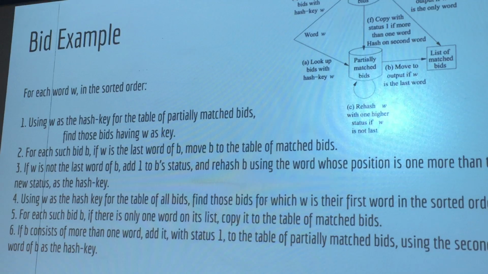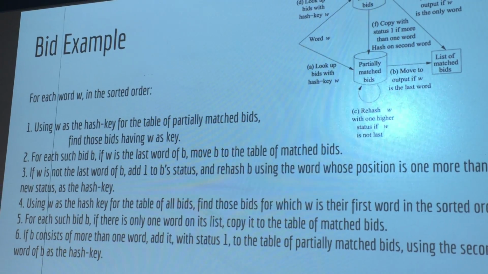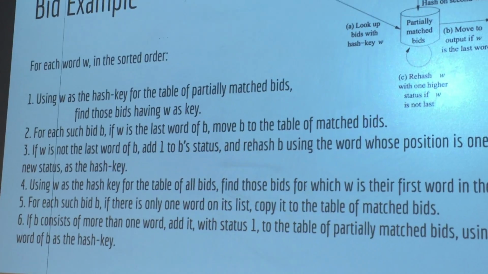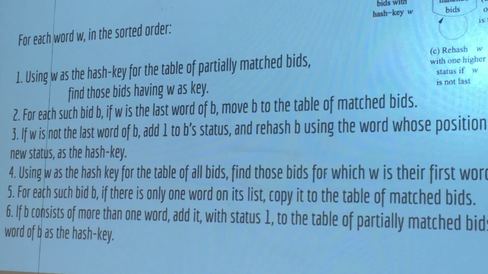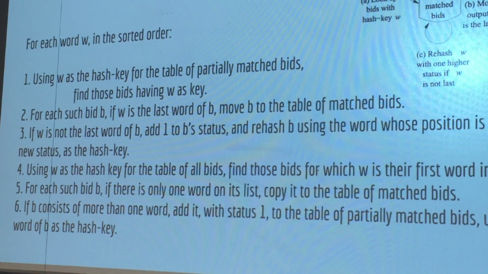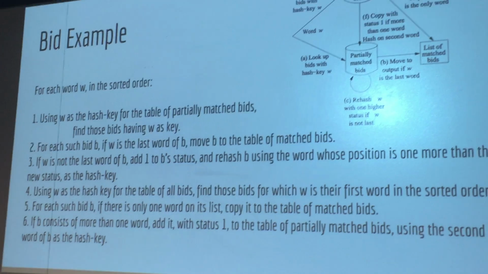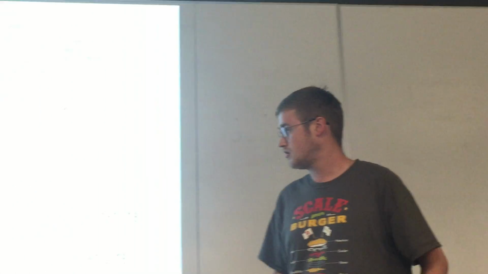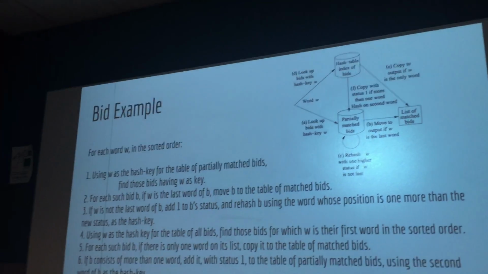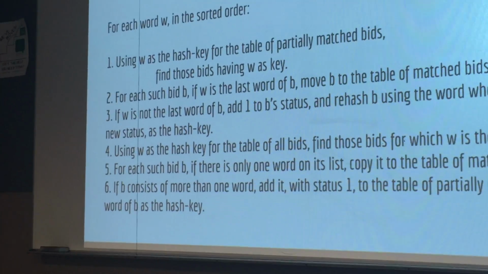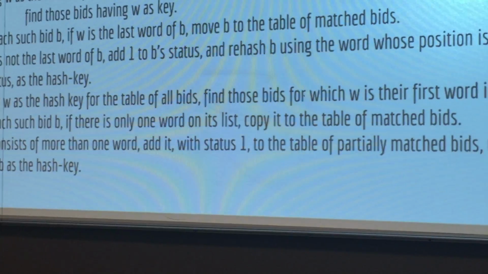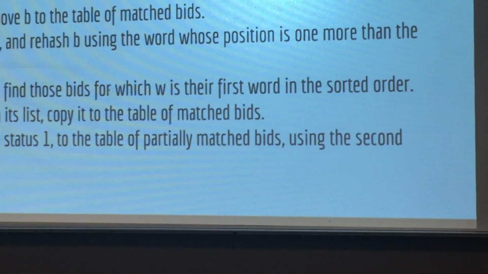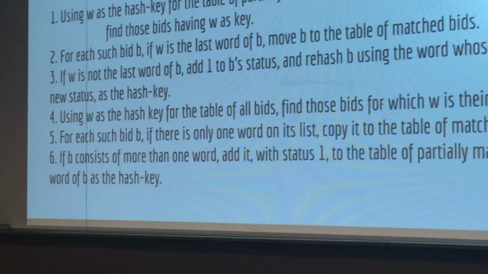Using W as the hash key for the table of all bids, find those bids for which W is their first word in the sorted order. Then for each such bid B, if there is only one word on the list, copy it to the table of matched bids. If B consists of more than one word, add it with status 1 to the table of partially matched bids, using the second word of B as the hash key.